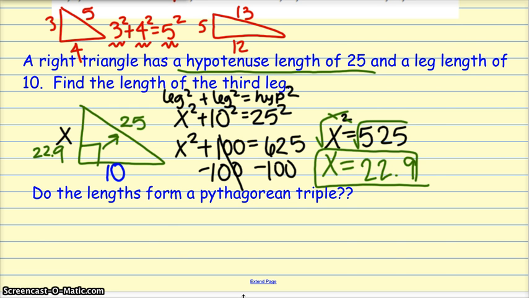It says, do the lengths form a Pythagorean triple? In this case, no. Even though 10 and 25 are nice numbers, 22.9 isn't. It doesn't make it wrong. It just doesn't make it a Pythagorean triple.